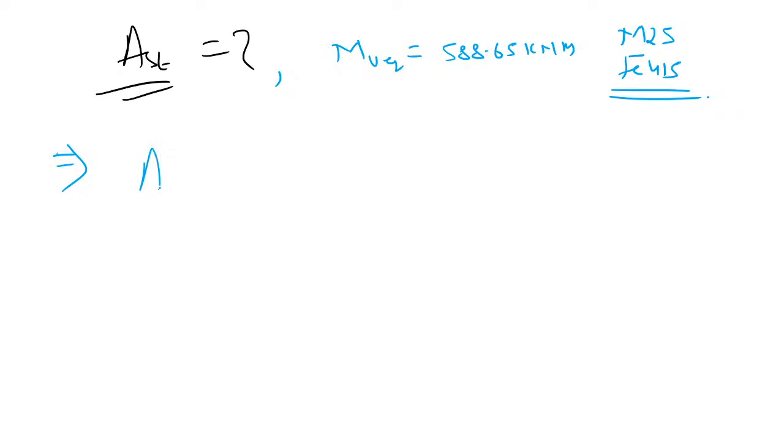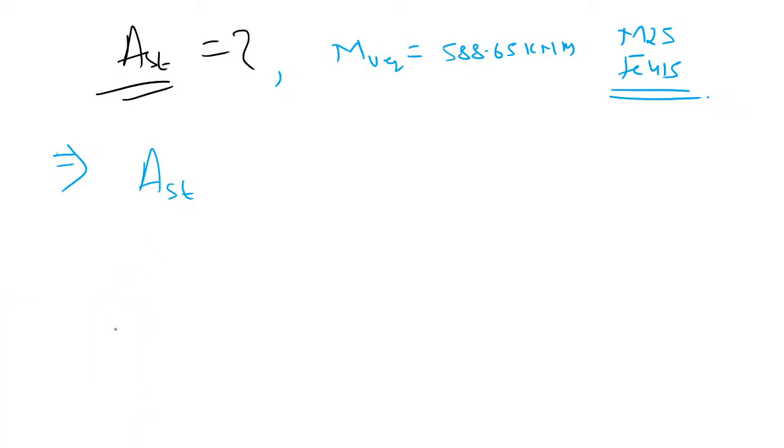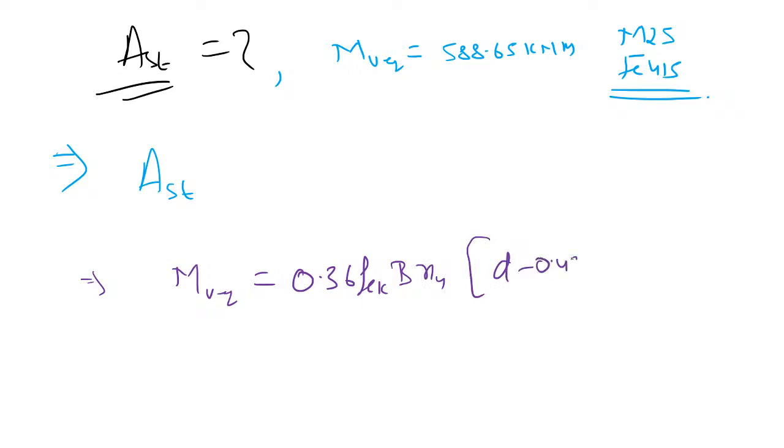So Ast. What I have told? Okay, I am giving you one more approach today. First, what I have told? Calculate Mu equivalent is equal to your maximum moment of resistance, 0.36 fck b xu into d minus 0.42 xu. From here you can calculate xu, and this xu can be substituted in this equation.